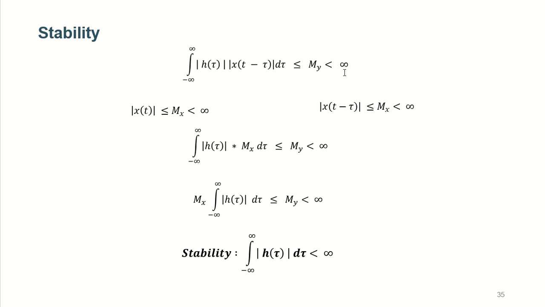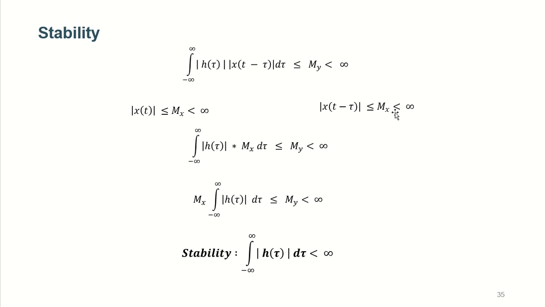Now one important thing: a system is stable if bounded output, as given here, is produced for bounded input only. So what does it mean? Your input should also be bounded, which means my x of t should also be bounded. Again, x of t is less than or equal to mx, less than infinity, and x of t minus tau is less than or equal to mx, less than infinity. We took that.